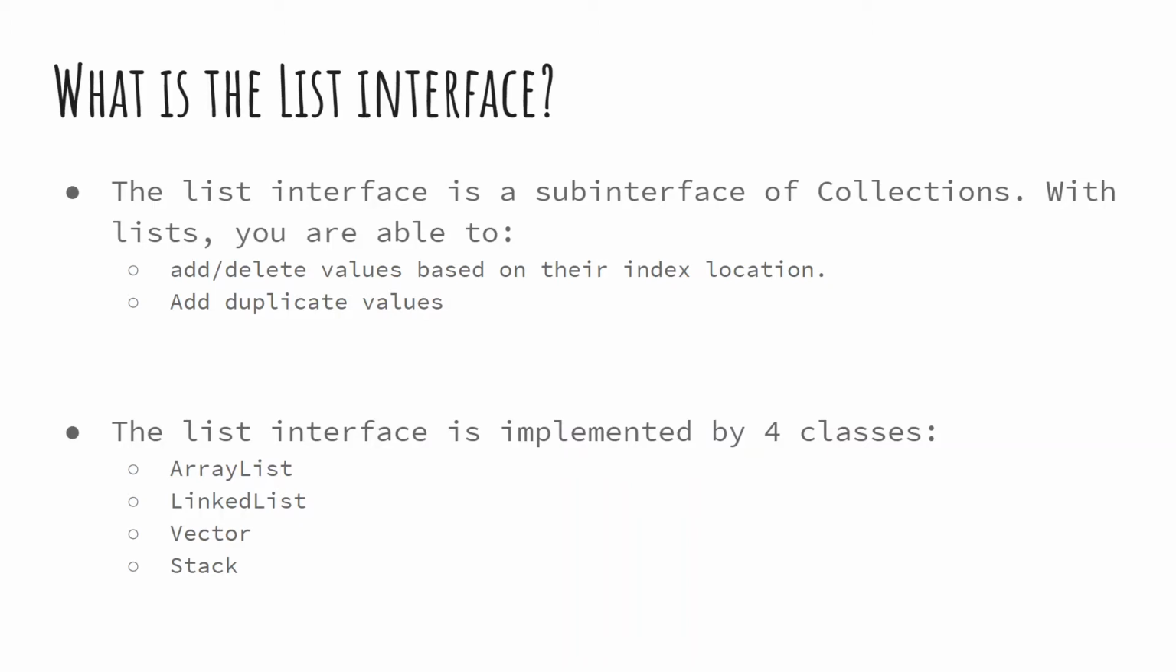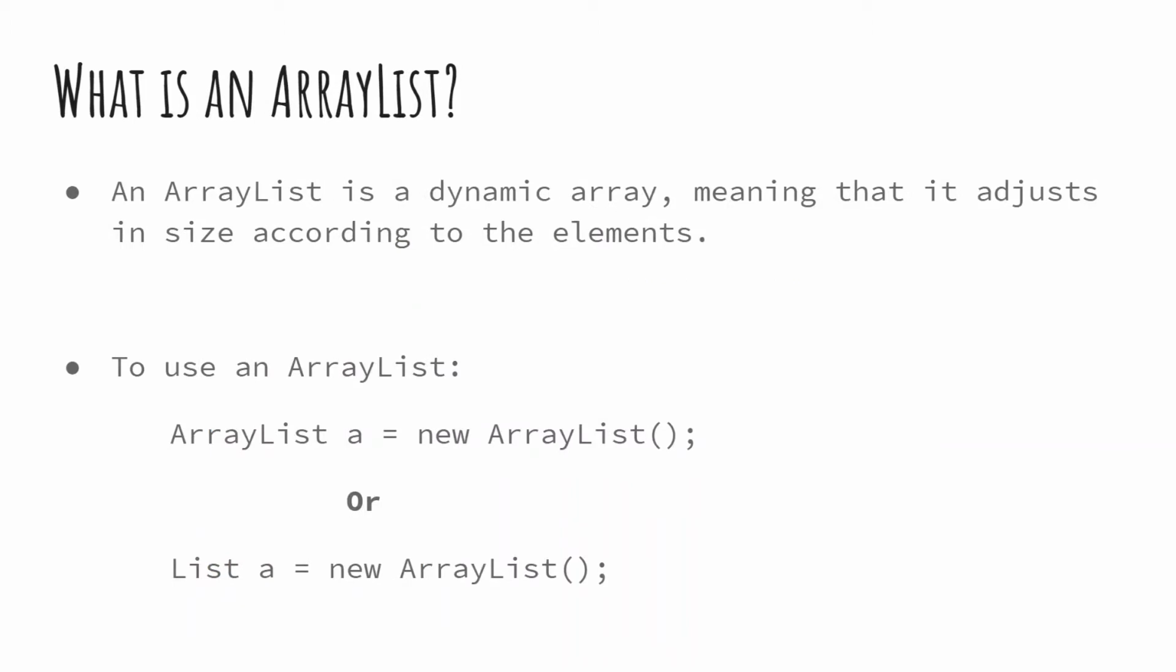And so the list interface is actually implemented by 4 different classes. We have the ArrayList class, the LinkedList class, the Vector class, and the Stack class. So you're probably wondering, what's an ArrayList? Well, an ArrayList is actually a dynamic array, and that means it just adjusts according to the amount of elements.